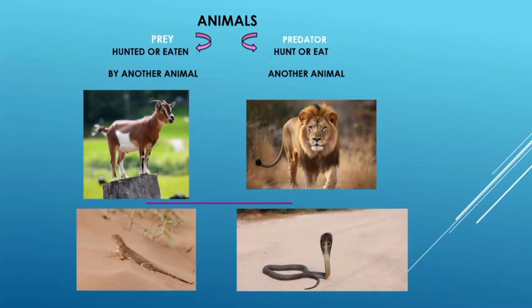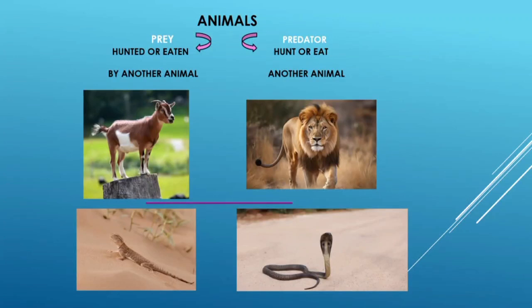Let's have an example. If we have two animals like a lion and a goat, can you tell me who is the predator and who is the prey? Who can eat the goat? The lion can eat the goat, or the goat can eat the lion? Yes, the lion will eat the goat. So the lion is the predator and the goat is the prey.